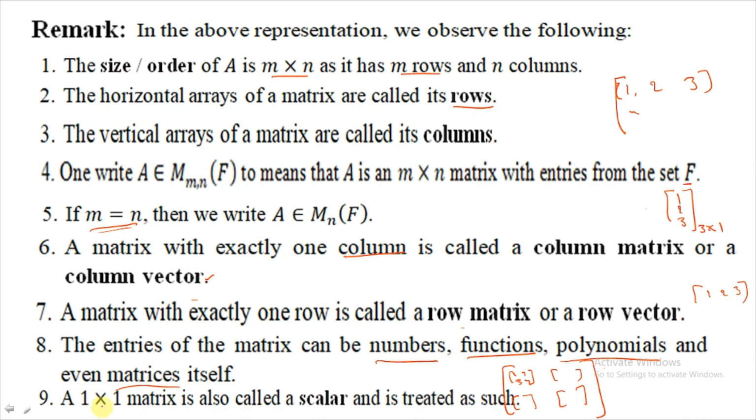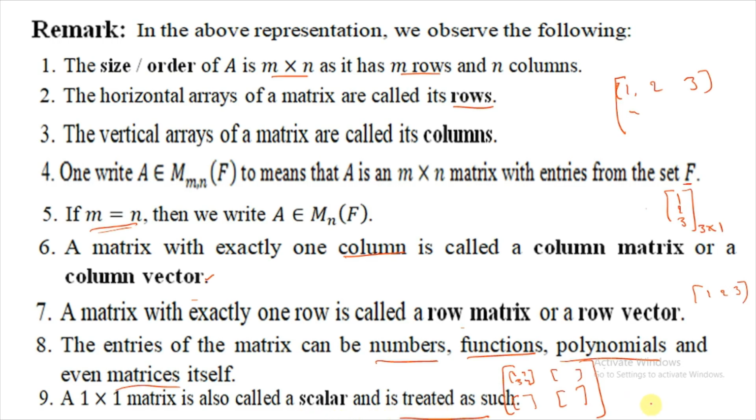Next, a one by one matrix is called a scalar. It's treated as a one by one matrix. Suppose an element 2 is there. This element is a scalar. You can treat it as a one by one matrix. The one by one matrix is also called a scalar.